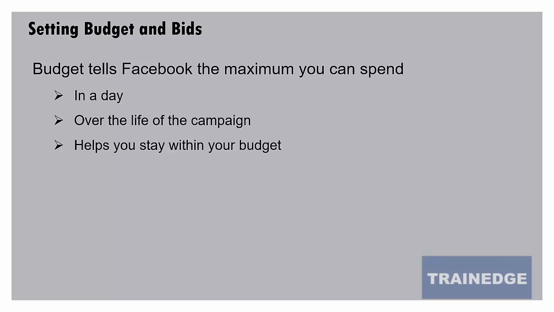So once you have done your targeting, then you get down to setting budgets and bids. Budget tells Facebook the maximum money you want to spend. You can set a daily budget, so that's the amount of money that Facebook is going to spend in a day, or you can set a budget for the lifetime. So you say, I'm going to spend X amount of money totally on this ad, whether this ad runs for a day or 1 week. This is the amount of money I'm willing to spend. So then Facebook will keep running your ad till it runs out of money.